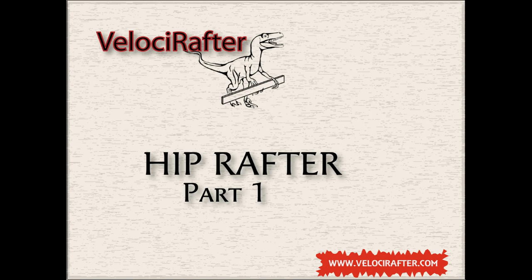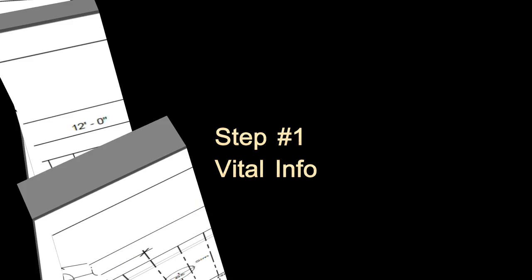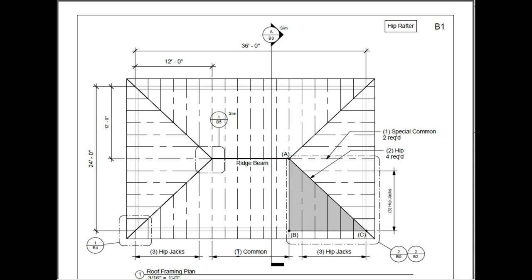For this tutorial, we're going to be looking at a simple hip roof. We'll be analyzing hip rafters, hip jack rafters, ridge beam, and the use of common rafters. We'll take a look at the roof framing plan. The dimensions for this project are 24 feet by 36 feet.